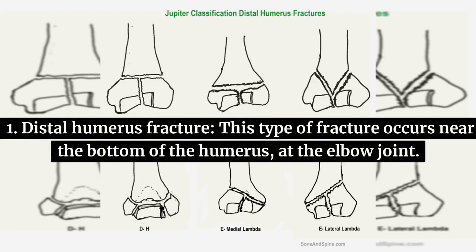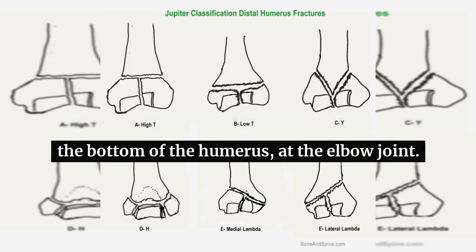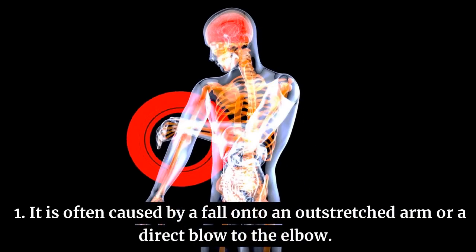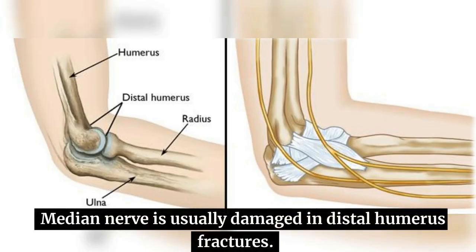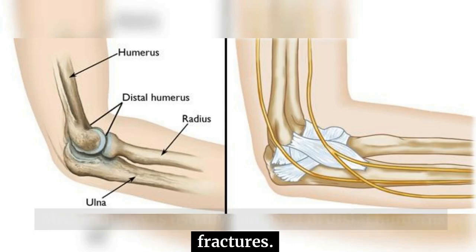Distal humerus fracture. This type of fracture occurs near the bottom of the humerus, at the elbow joint. It is often caused by a fall onto an outstretched arm or a direct blow to the elbow. The median nerve is usually damaged in distal humerus fractures.